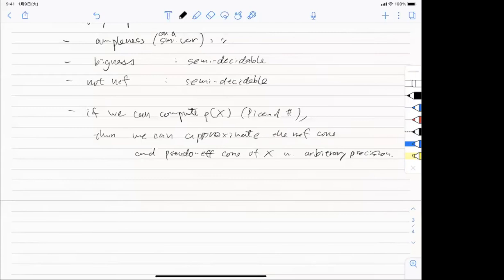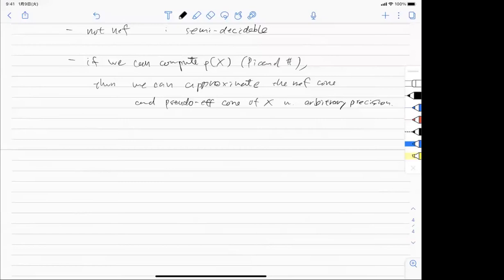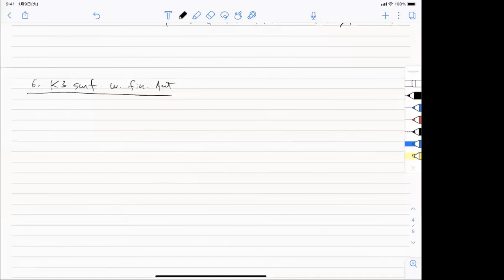And in the last 5 minutes, I'd like to talk about the case of K3 surfaces with finite automorphism groups. The main result here is again the decidability of the isomorphism problem for K3 surfaces with finite automorphism groups.